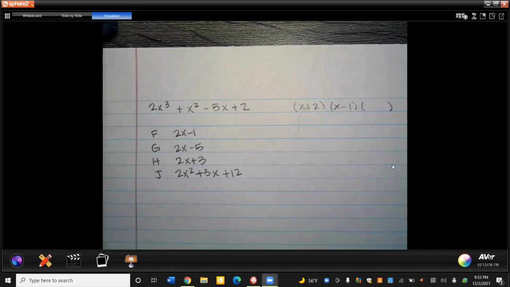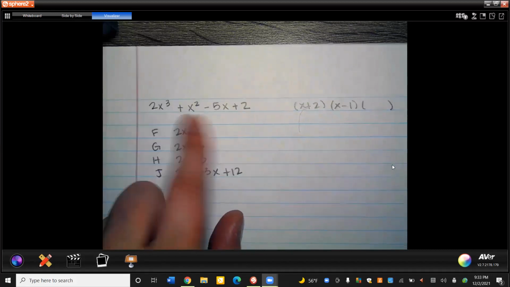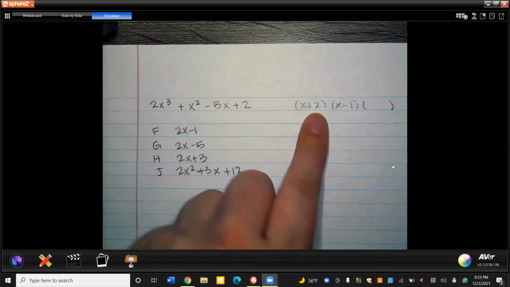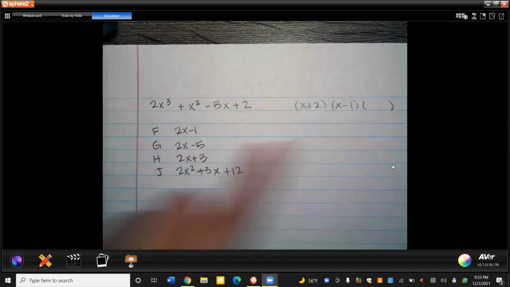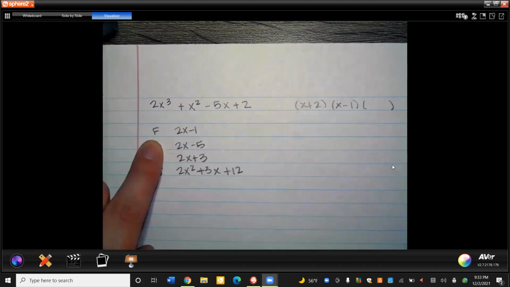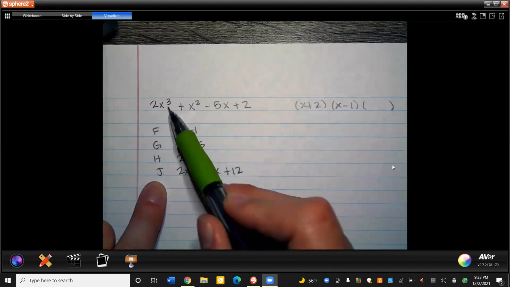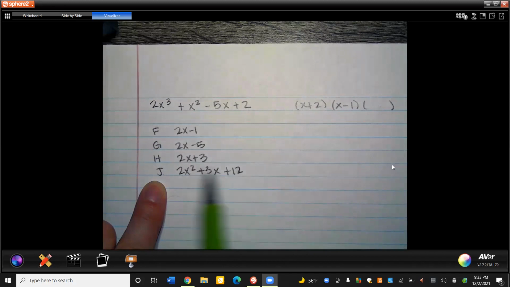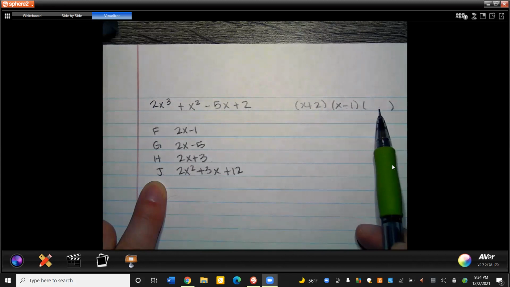So we were finding the factors for this cubic function right here. They gave you the first 2 factors, and they want you to find the last one. The last one is going to be one of these factors. You can basically get rid of this one because if it's a cubic function, it's going to have 3 factors, and this right here is a quadratic. So you can't have 2 factors here and then a quadratic.